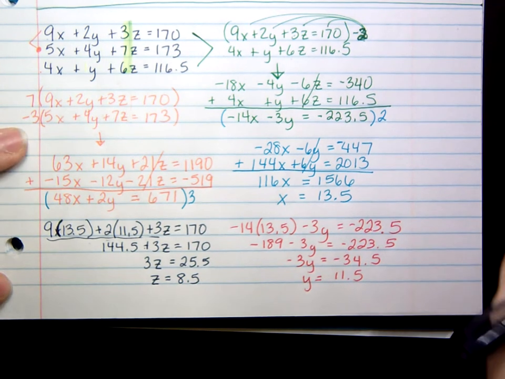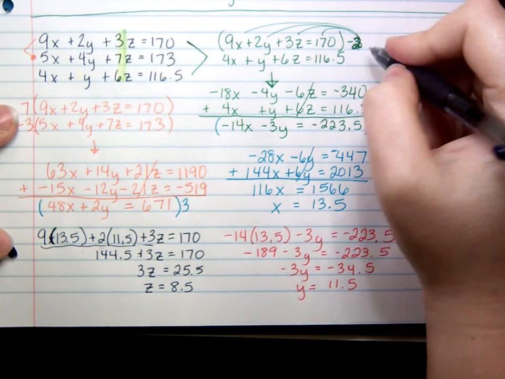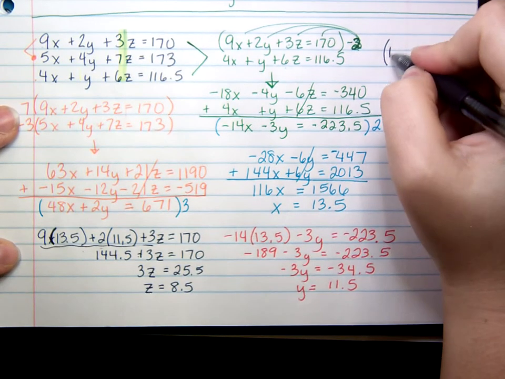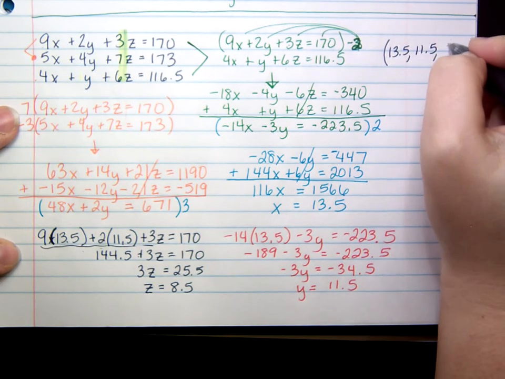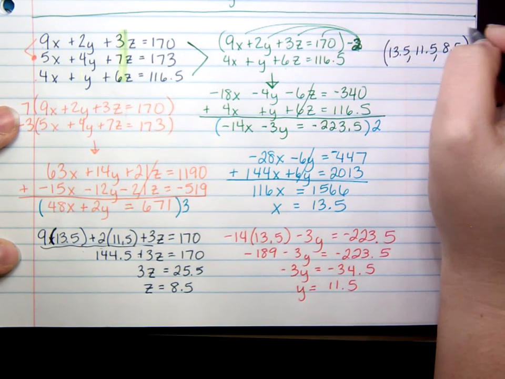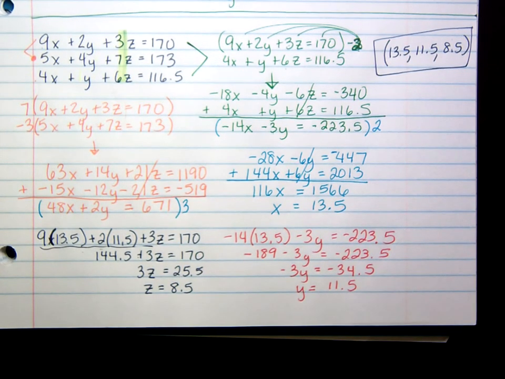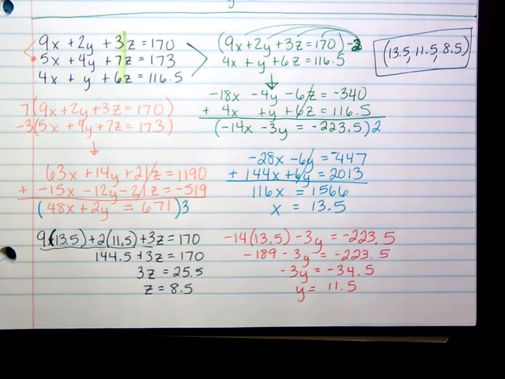So the solution to this system of equations, remember x, y, z, I have 13.5, 11.5, 8.5. And that is the answer to this system of equations. Now if you wanted to check yourself, you have to plug these numbers into all three equations. It has to be true for all three for it to be a valid answer.